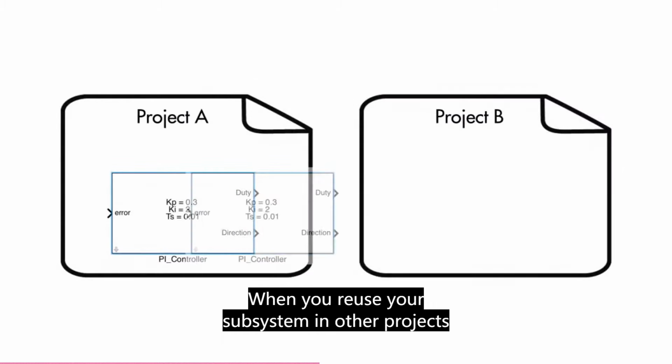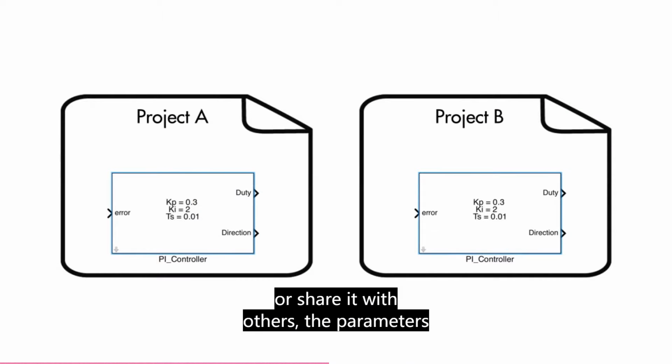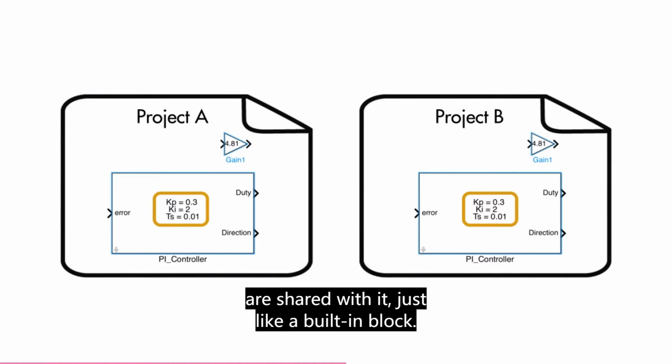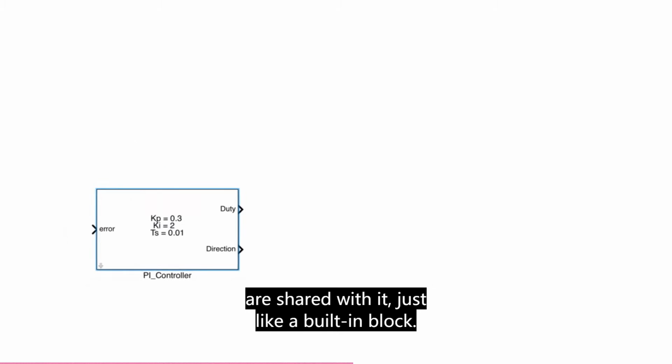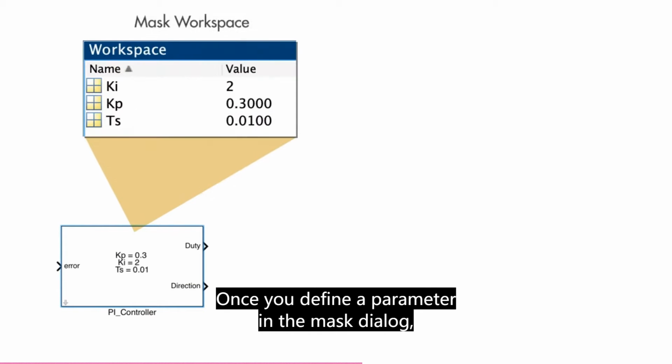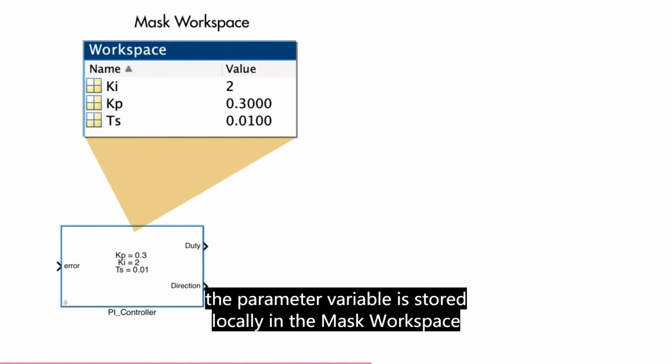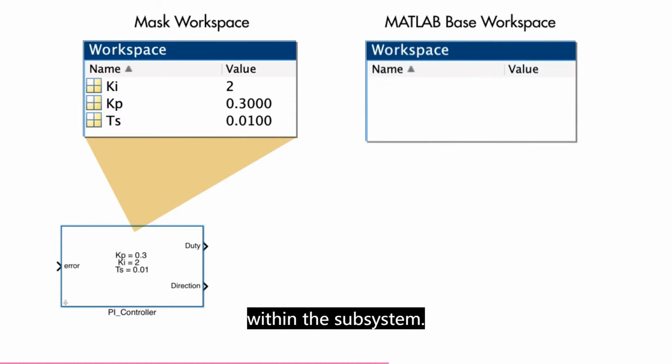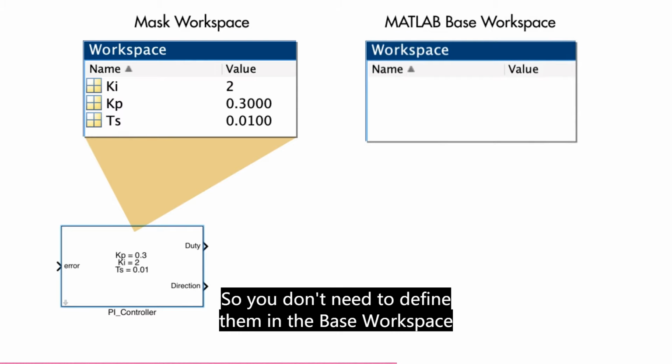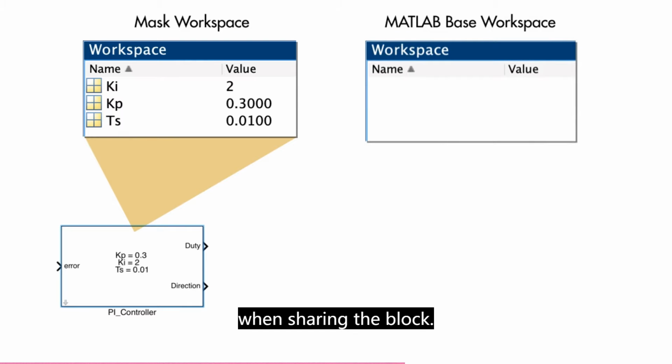When you reuse your subsystem in other projects or share it with others, the parameters are shared with it, just like a built-in block. Once you define a parameter in the mask dialog, the parameter variable is stored locally in the mask workspace within the subsystem. So you don't need to define them in the base workspace when sharing the block.